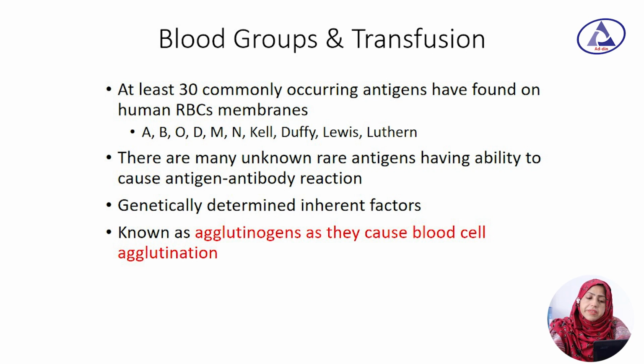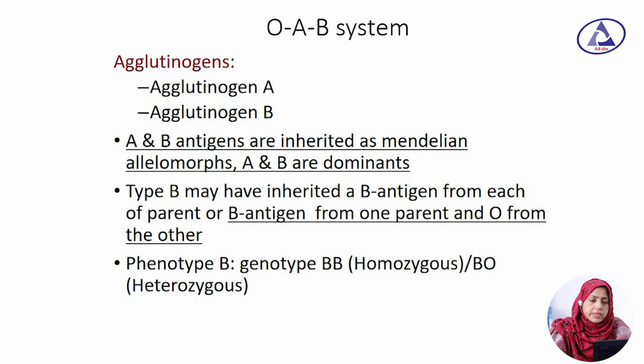Antigens are genetically determined inherited factors known as agglutinogen. Why are they called agglutinogen? Because they cause blood cell agglutination. In the ABO system there are agglutinogen A and agglutinogen B. A and B antigens are inherited as Mendelian allelomorphs, and A and B are dominant. In group B, they inherit B antigen from one parent, and B antigen or O from the other parent.